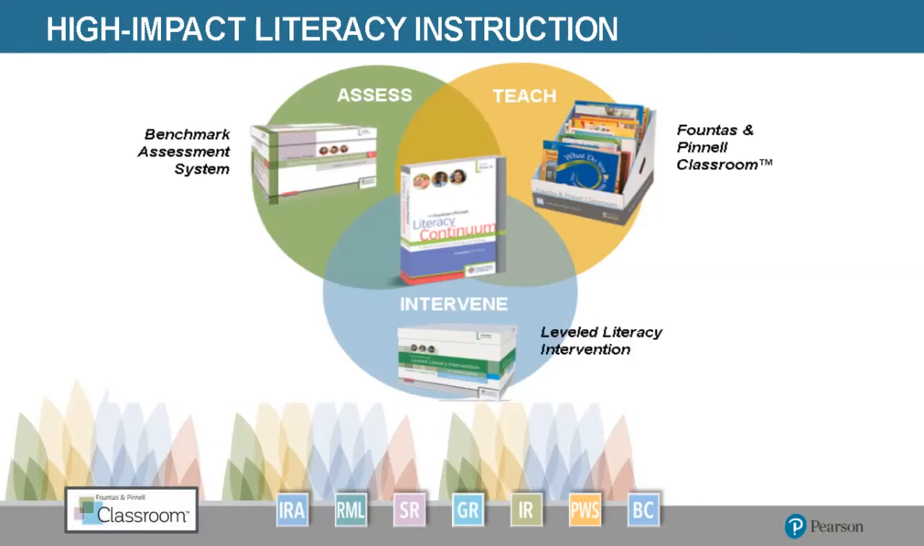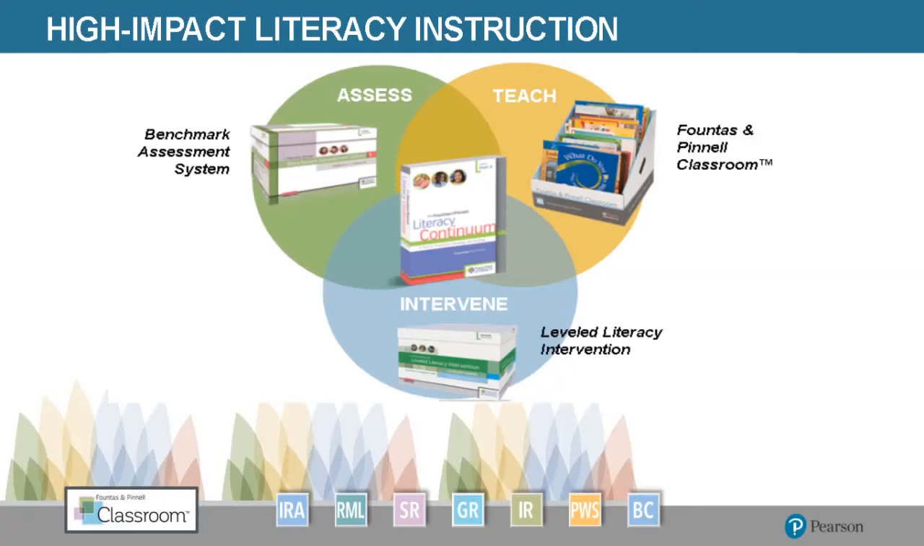So obviously they've had their benchmark assessment and leveled literacy intervention out for a while, and people were requesting supports for what you do every day in your literacy classroom to provide high quality resources and instruction for students. And so that's where Classroom came out of, and that need for people wanting to have high quality resources for a comprehensive literacy structure in their classroom.